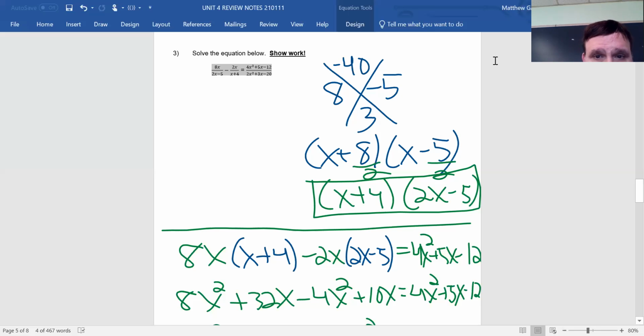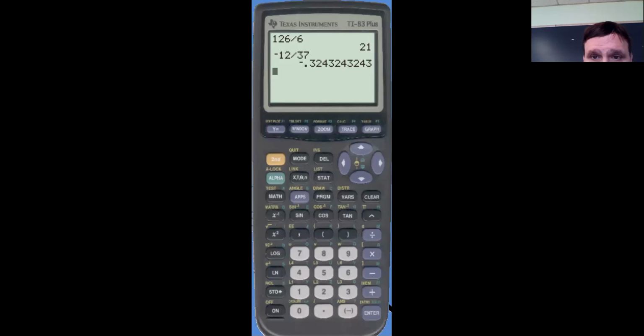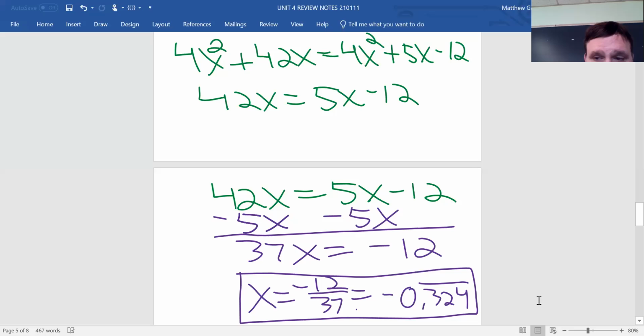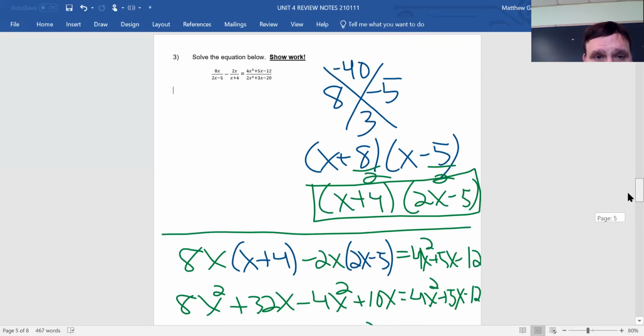Okay, regarding question 3, the answer should be negative 12 over 37, which as a decimal is 0.324 repeating, or negative 0.324. Negative 12 over 37. You notice how the 0.324 just repeats itself. I'm projecting my graphing calculator to you. Just taught myself how to do that. Should have learned it months ago, but hey, we use decimals, so not a big deal.